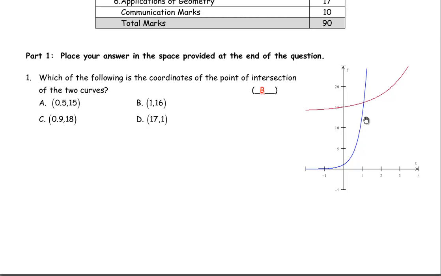Well, this is the x-coordinate, there's the point of intersection right there, would be 1 or very close to 1. And the y-coordinate would go horizontally from that point over to the y-axis. See, that's 15, so it would be just a little bit above 15. Looks like it's around 16. So that's why the answer should be B here.